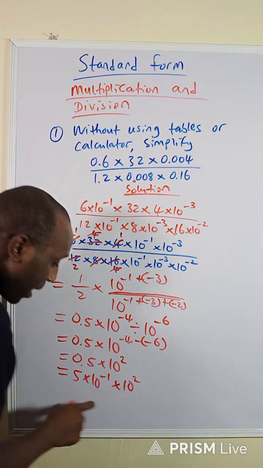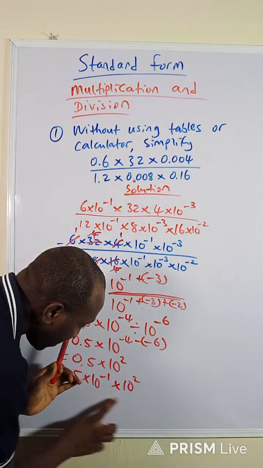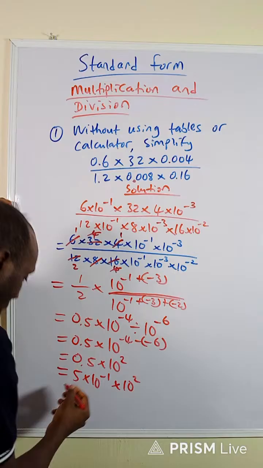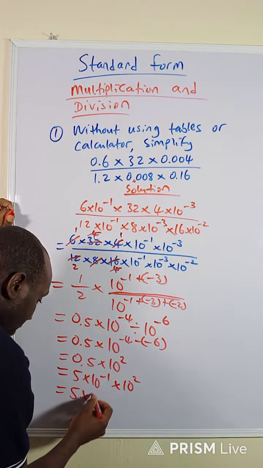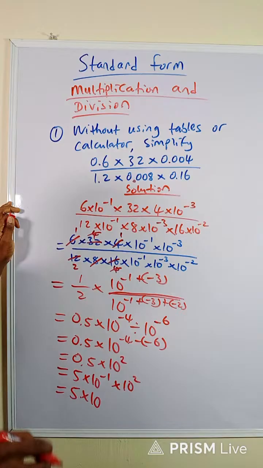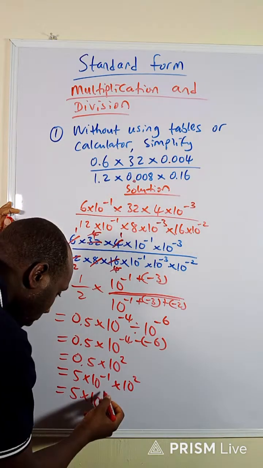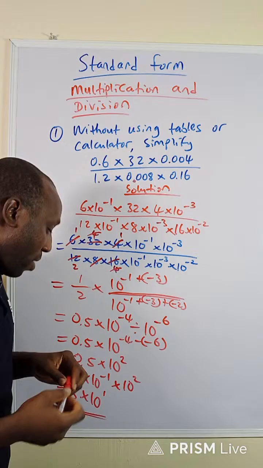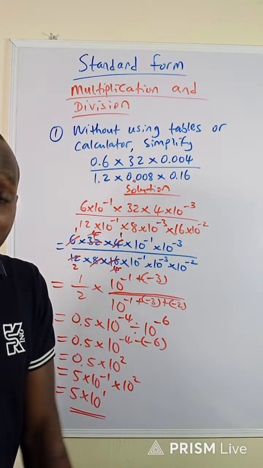Yes, if you write 0.5 in standard form, you're going to have this, then times 10 raised to the power 2. Again, I'll use the law of indices here. 10 and 10, we're multiplying, so you add the powers. So finally, your answer becomes 5 times 10 raised to the power of what? What is minus 1 plus 2? Minus 1 plus 2 is 1. So your answer is 5 times 10 raised to the power of 1. You see how easy it is?